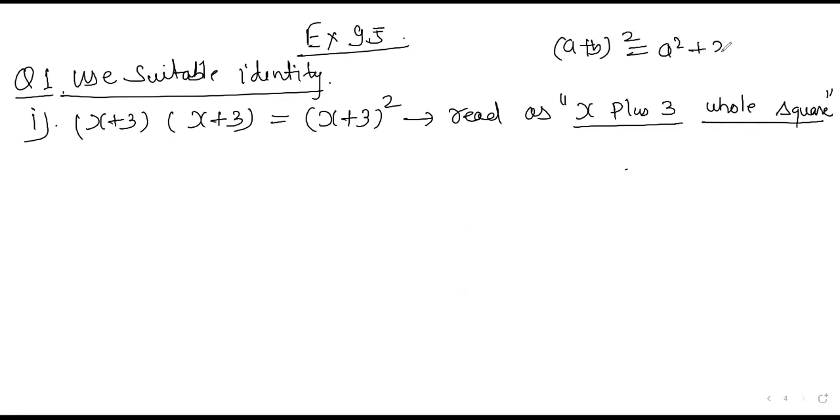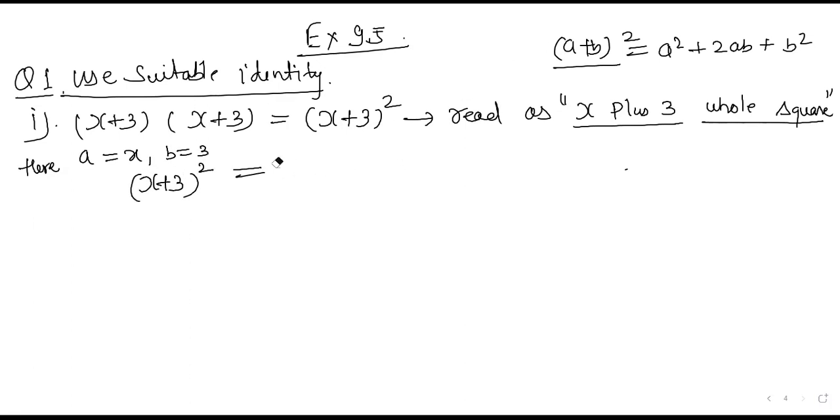a square plus 2ab plus b square, right? Okay, so now with the help of this identity, in place of a, here you will write a is equals to x, b is equals to 3. Okay, now use this identity. This is left hand. You can take x plus 3 whole square.